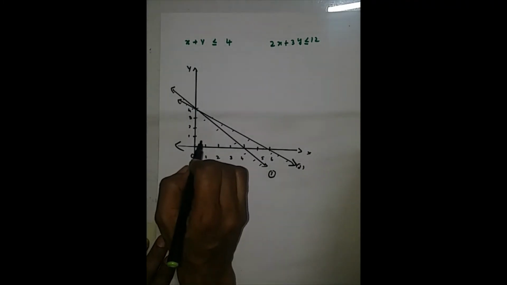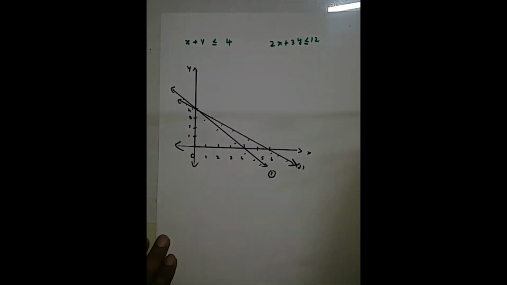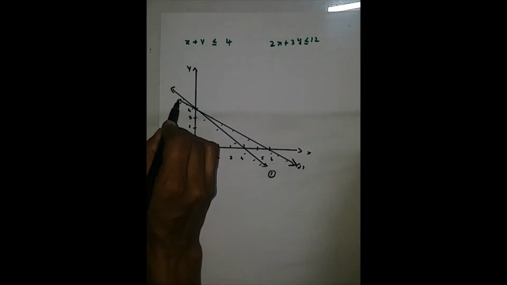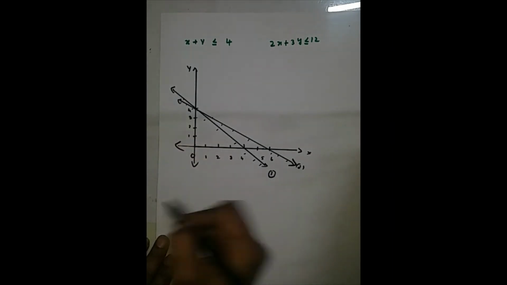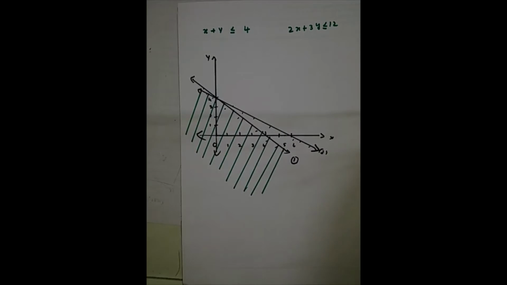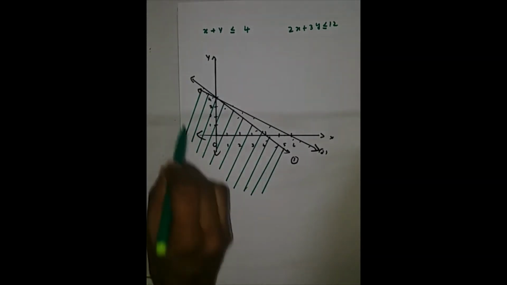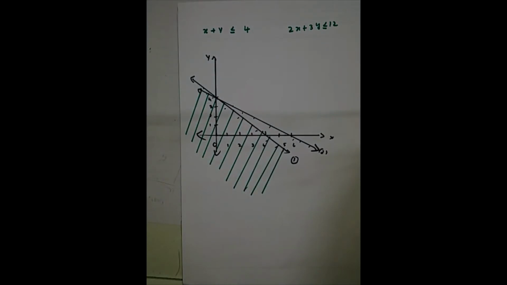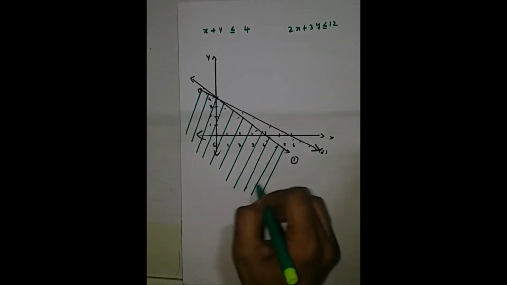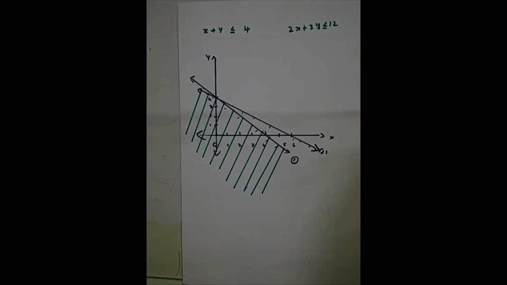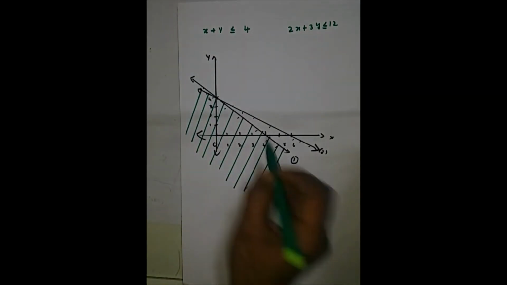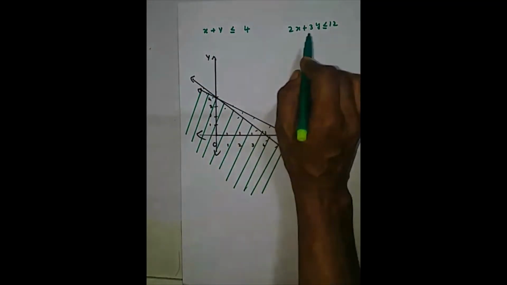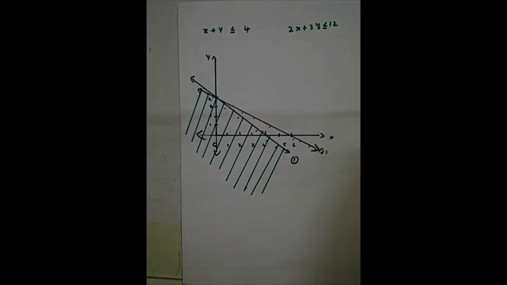So the common solution, the common shaded portion, will be from here all the downward portion. So this shaded portion is the solution of these two inequalities. All points will satisfy both the inequalities. In all the points of this shaded region, x plus y is less than or equal to 4 and 2x plus 3y is less than or equal to 12.